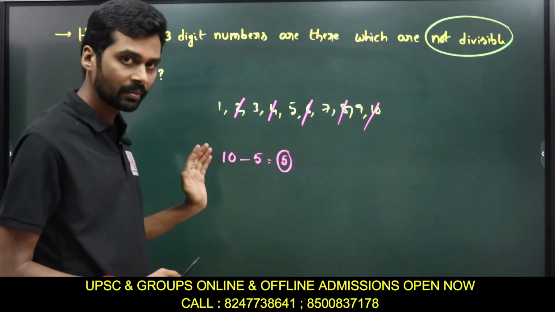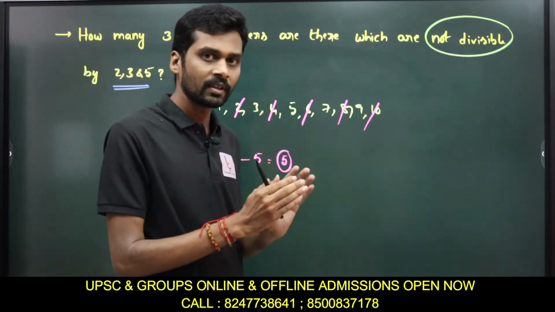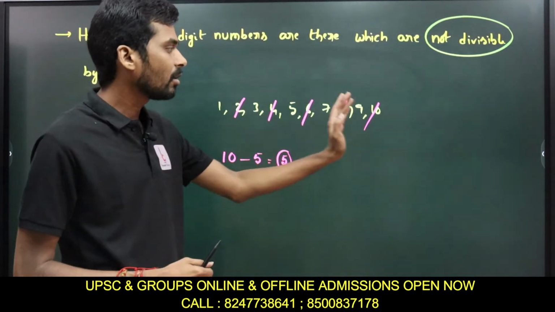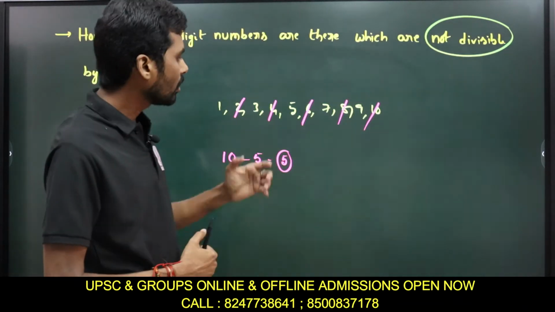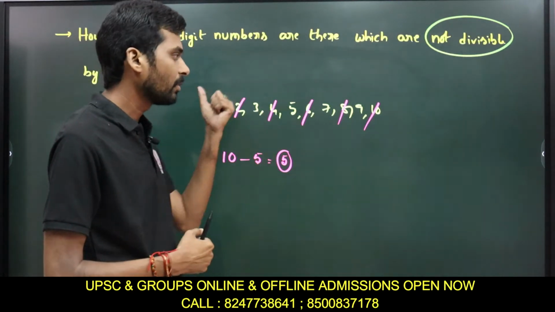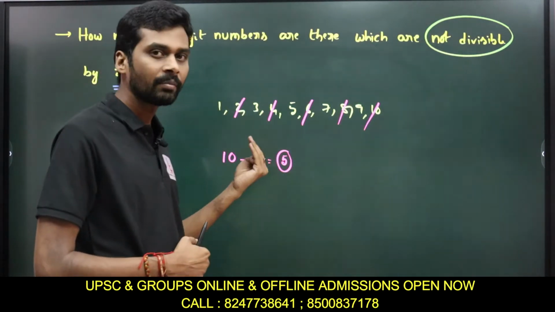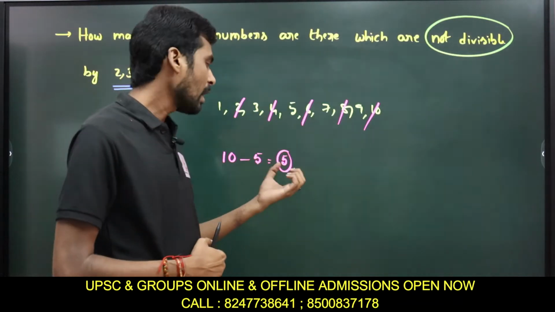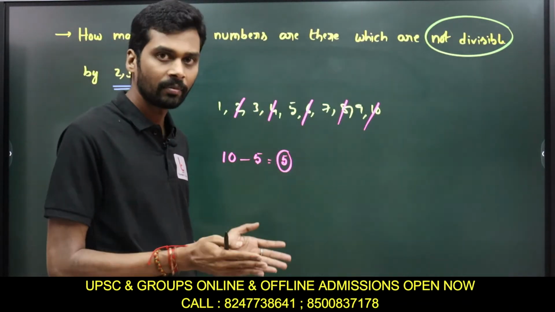If I ask you how many numbers from 1 to 10 are not divisible by 2, first we write all the numbers 1 to 10. Out of these, how many numbers are divisible by 2? 5. From the total numbers, if I subtract the number of numbers which are divisible by 2, I get the number of numbers which are not divisible by 2.